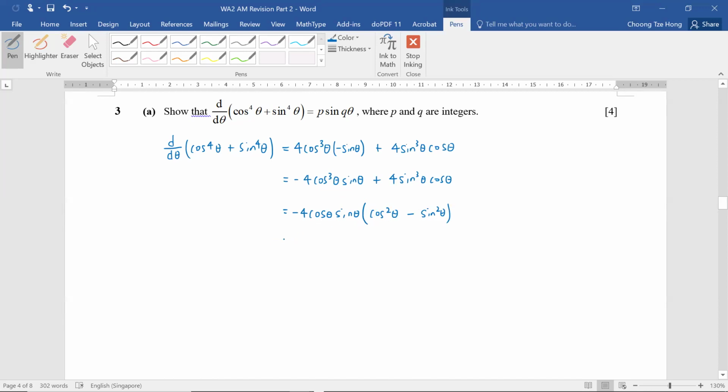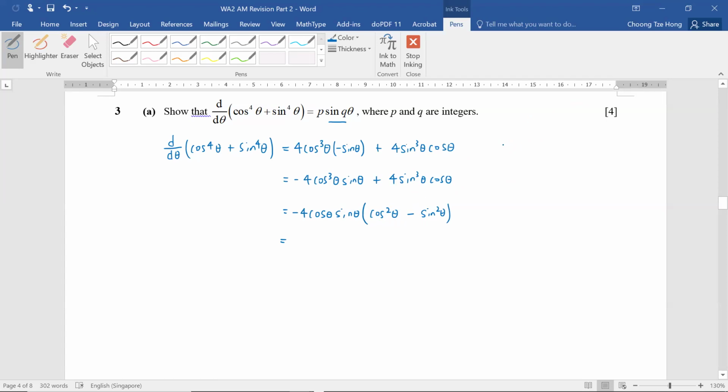To simplify it to this form, we only have one trigonometric function, which is sin qθ. So we will need to apply some identities, the double angle formula, in order to simplify this. If you recall, cos²θ minus sin²θ can be simplified to cos 2θ. The formula sheet is usually provided in front of the paper, so do refer to the formula sheet.